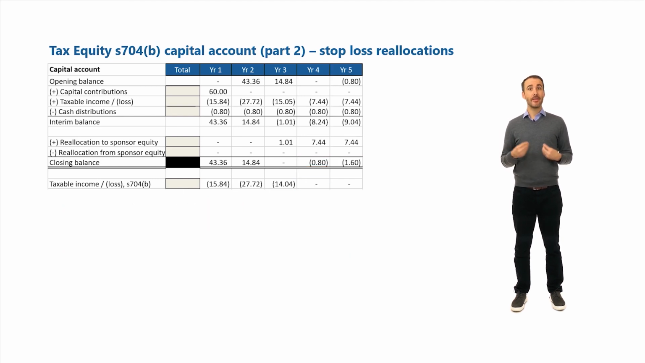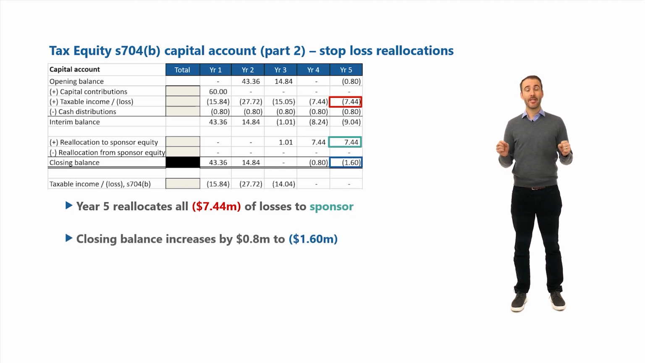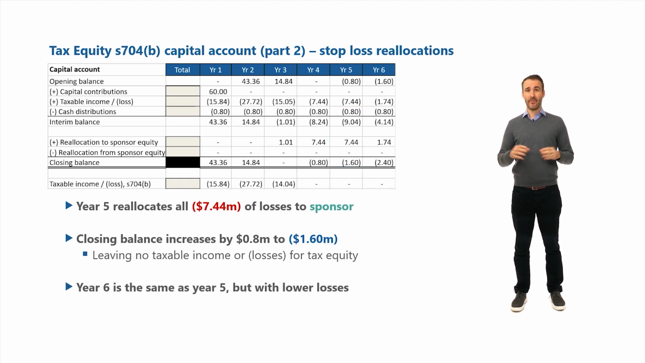And in year 5, it's very similar to year 4, in that we reallocate all of tax equity's 7.44 million of losses to the sponsor. But due to distributions, we are further decreasing our closing balance by the amount of distributions of 0.8 million. The negative capital account balance increases further, or decreases, to negative 1.6 million. Our taxable income is again 0, as we have reallocated all our losses to the sponsor partner. In year 6, it's the same as years 4 and 5, and leaves a negative balance of 2.4 million, and of course no taxable income or losses for the tax equity partner.